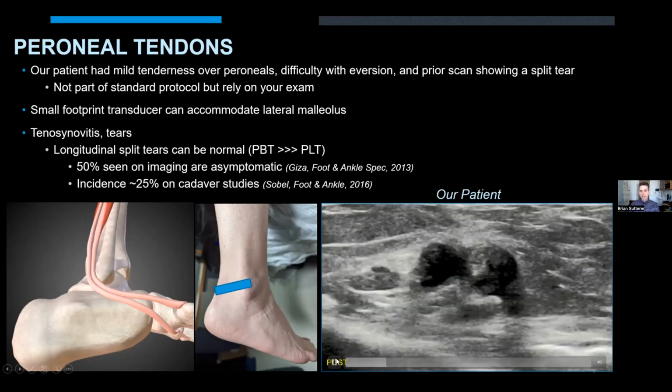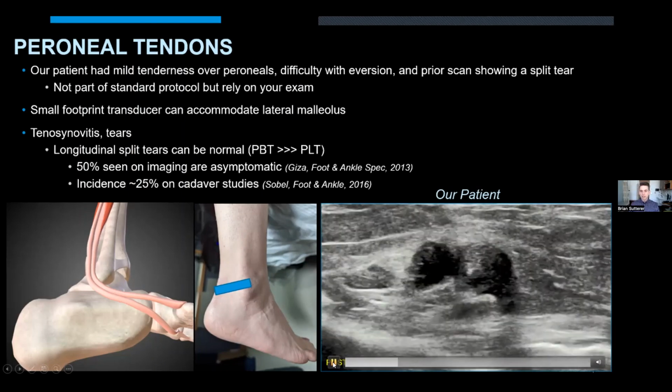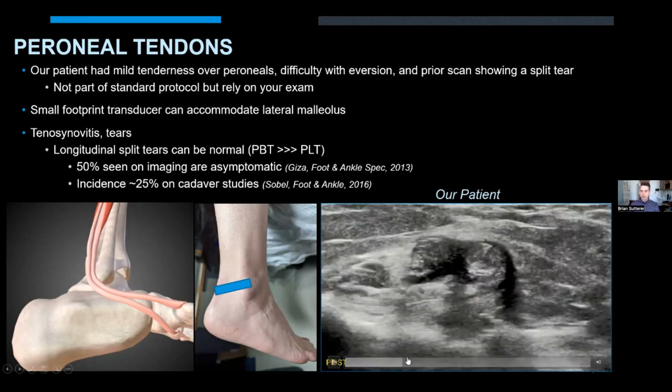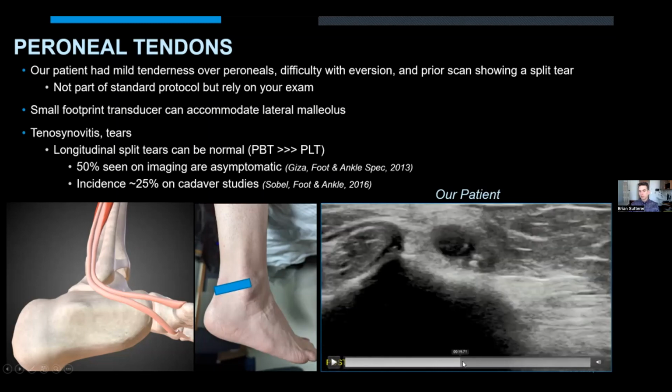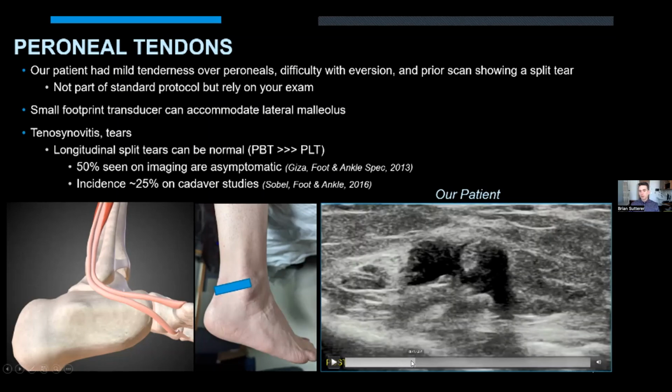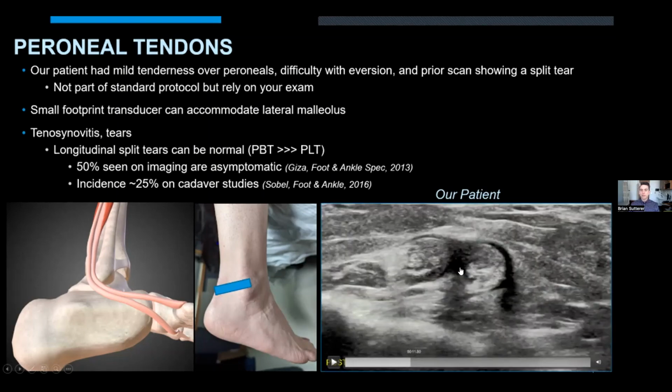Our patient did have a split tear, or this longitudinal anechoic defect, if I get a little bit clearer picture here, coming through her peroneus brevis, right there. And in her case, this really was not her limiting pain. She was tender a little bit more cephalad to this area where we appreciated that tear.